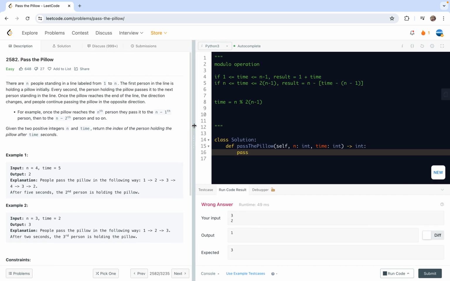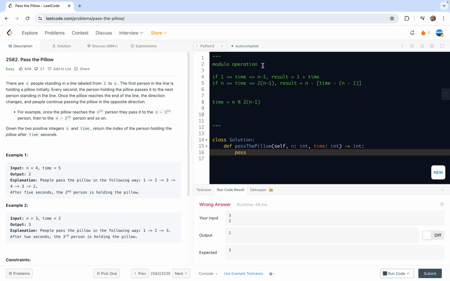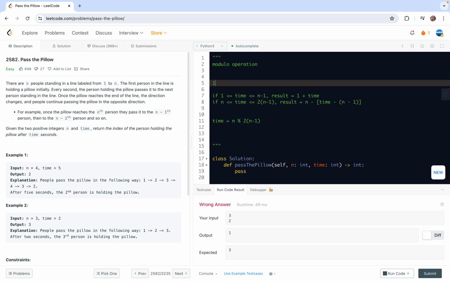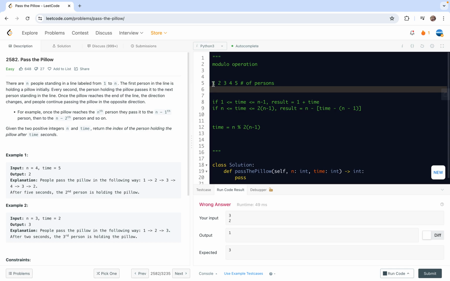As we mentioned, we are going to use a modulo operation. The observation is the following. For example, like in example 1, you have four people. Let's vary the time to see what's the pattern. We have 1, 2, 3, 4, 5, this is the number of persons. If time equals 1, you pass the ball from person 1 to person 2, right? If time equals 2, you pass from 2 to 3. If time is 3, you pass it from 3 to 4. And if time is 4, you pass from 4 to 5, the last person.